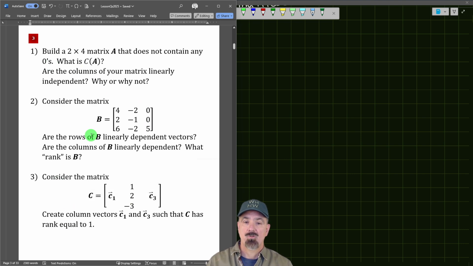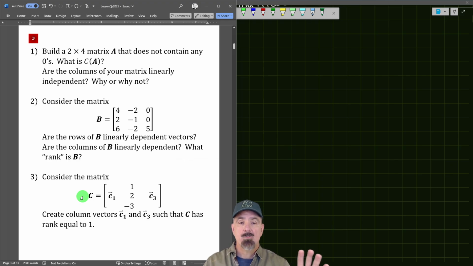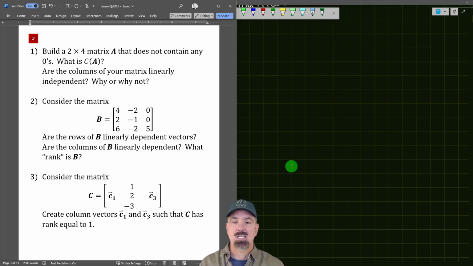That just leaves us with our set of questions here. These are the questions for the third lesson, having to do with column space and rank, and then linear independence and linear dependence. Again, we haven't provided formal definitions for these things, but we're just using them so that you become more familiar with them. We will provide formal definitions in a few lessons.